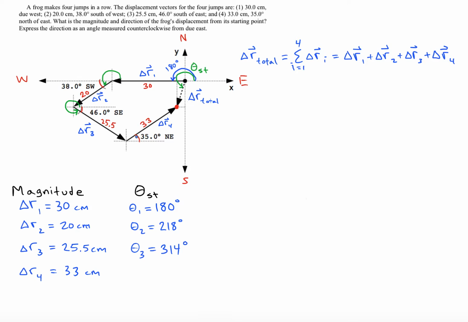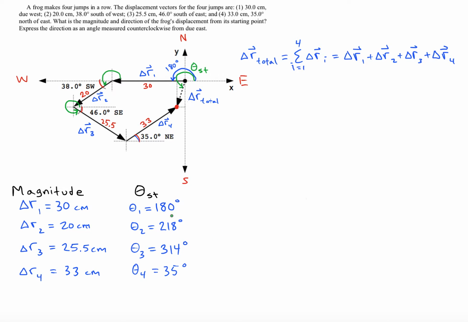And finally, this vector, it points toward the first quadrant. So its reference angle actually is the standard position angle. So theta 4 is 35 degrees.